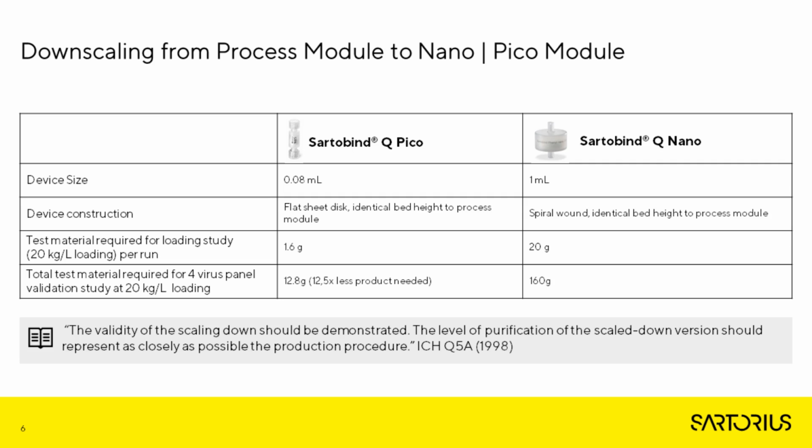So again, thinking ahead to a real late phase GLP study where you may be testing 4 viruses in duplicate, and potentially you may have a loading capacity of 20 kilograms per liter. If that were the case, the Nano would require 160 grams of product, which is a lot of product to remove from a GMP campaign to validate just one step in the manufacturing process. So in comparison, only 12.8 grams of material will be required if using the Pico. So for high loading capacity studies, the Pico really comes in handy and is very useful.